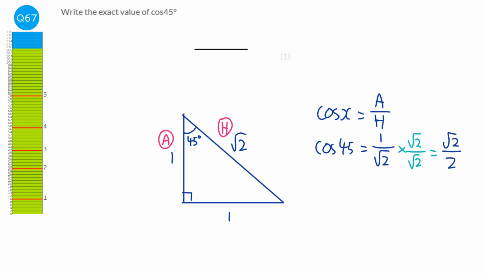So 1 over root 2 is absolutely fine as an answer, but if you ever see the answer as root 2 over 2, the two are actually exactly the same. So writing 1 over root 2 is fine, or writing root 2 over 2 is also correct.